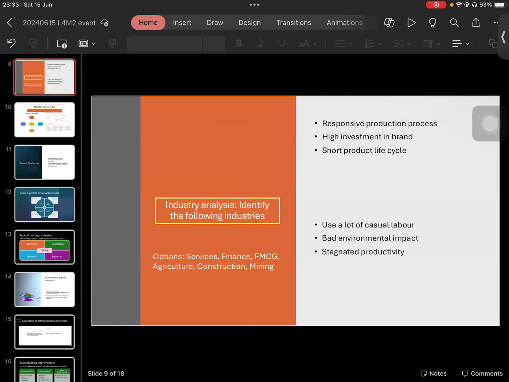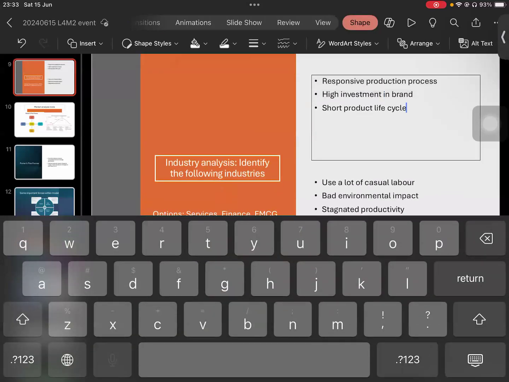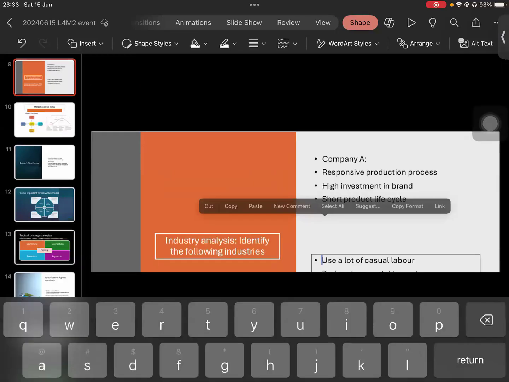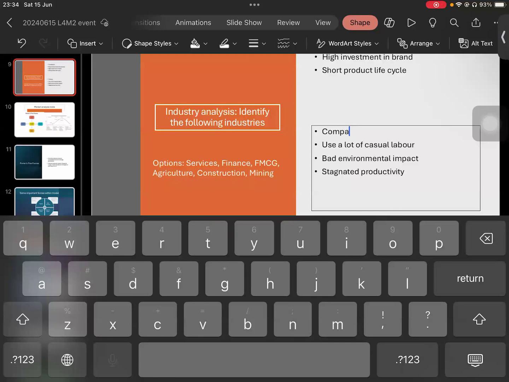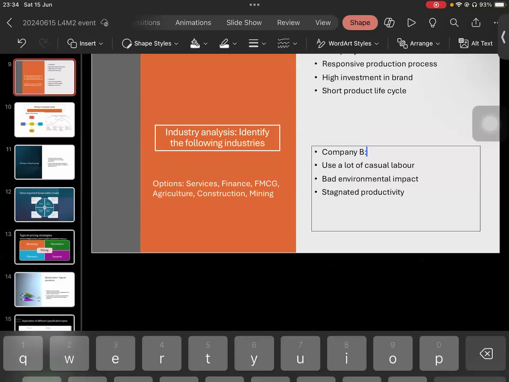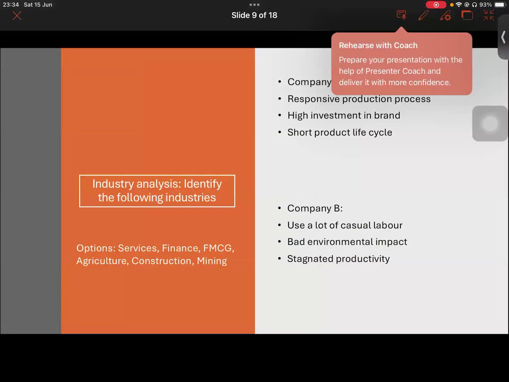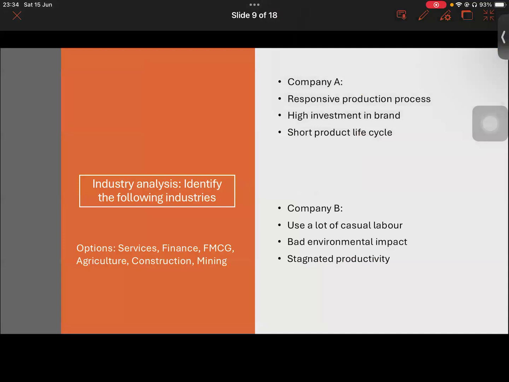Okay, I think that I need to number them. The first one is industry A, or company A. And this one is company B. The task here is to identify the industry for these companies from the following description.